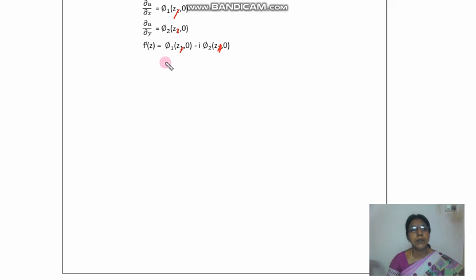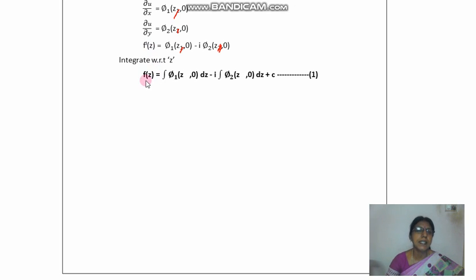Now integrate on both sides. The integral of f dash z is f of z, which equals the integral of [phi 1 of (z, 0) minus i phi 2 of (z, 0)] dz. This is f of z. What is phi 1? ∂u/∂x is phi 1. What is phi 2? ∂u/∂y is phi 2. But in place of x, y you put z, 0. ∂u/∂x is in x, y, but here it is in z, 0.